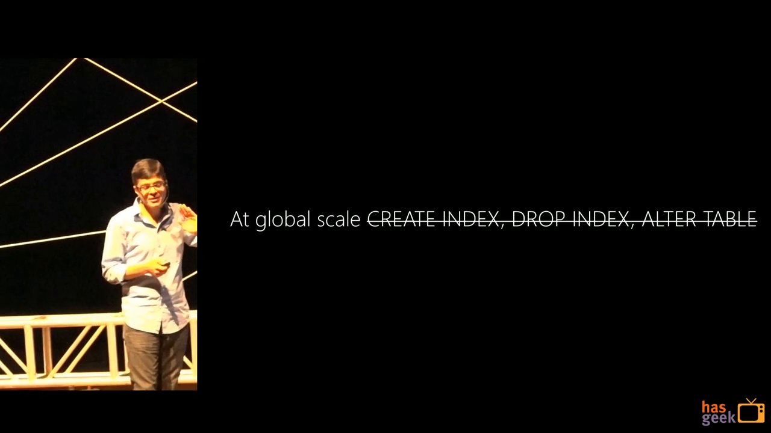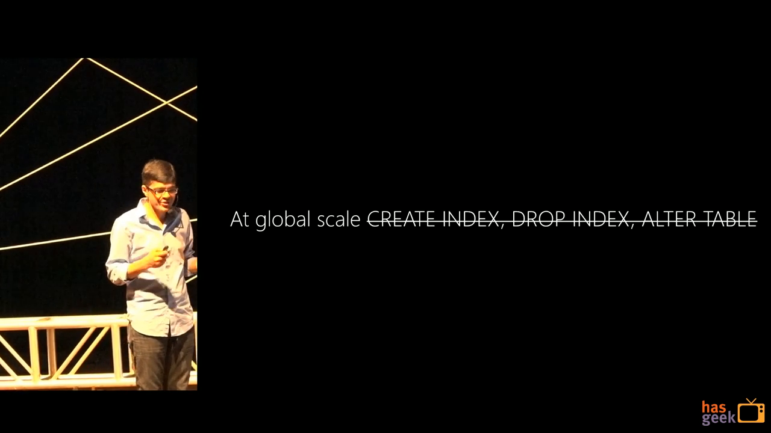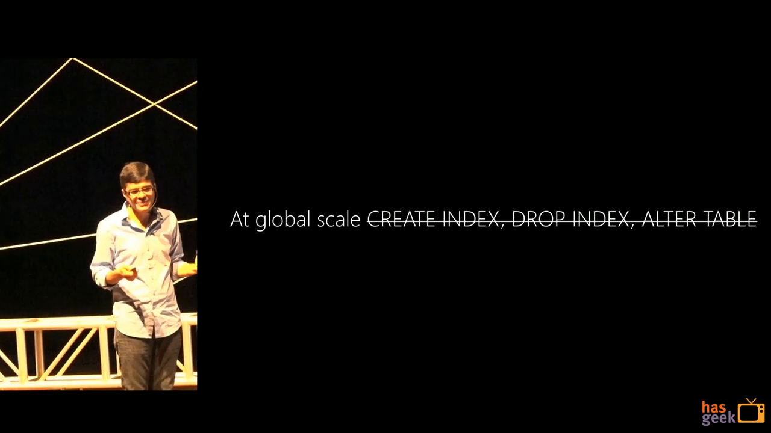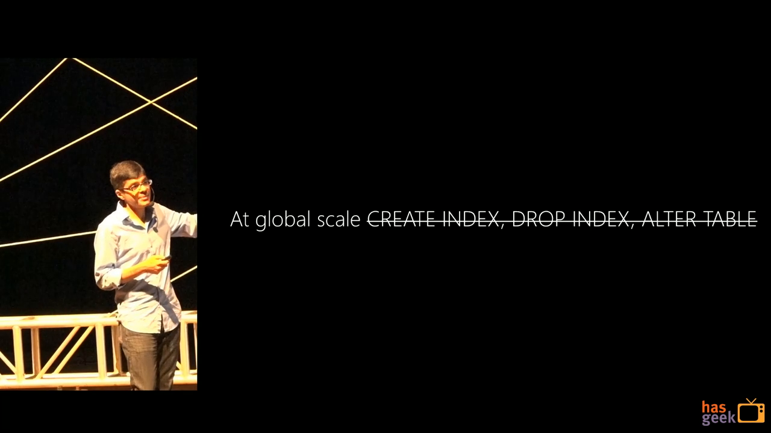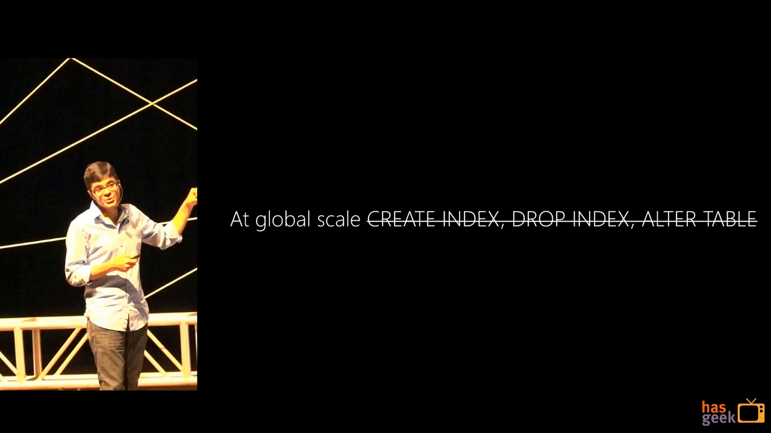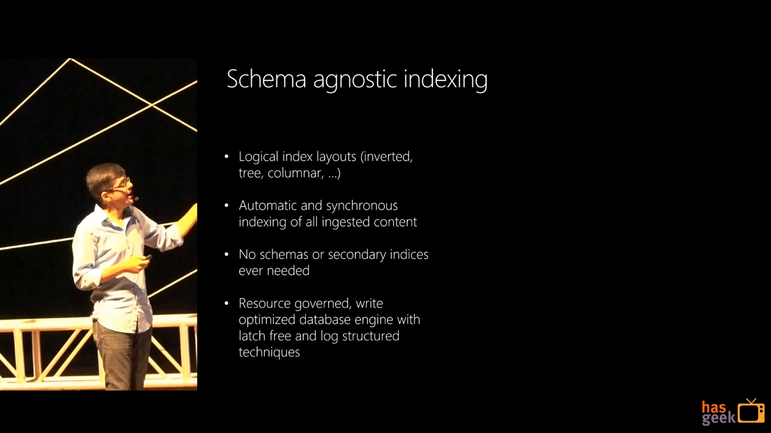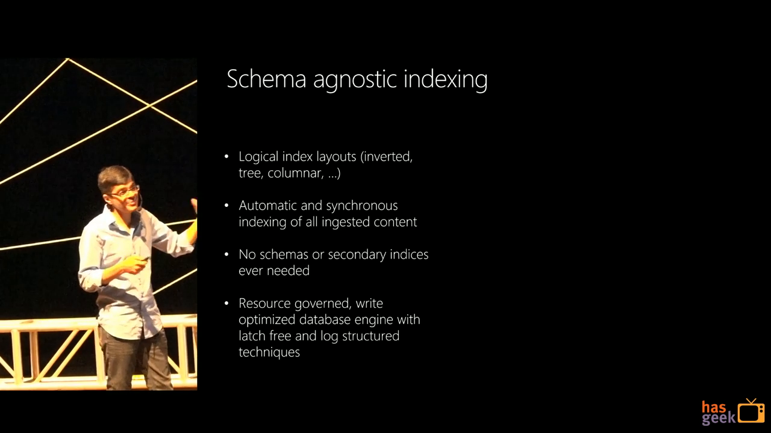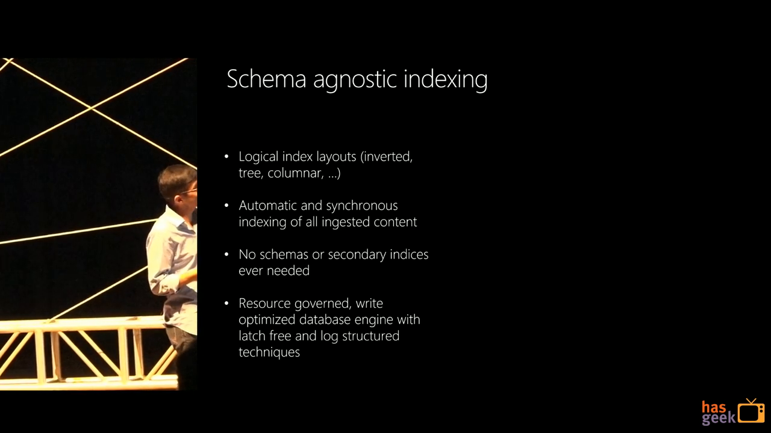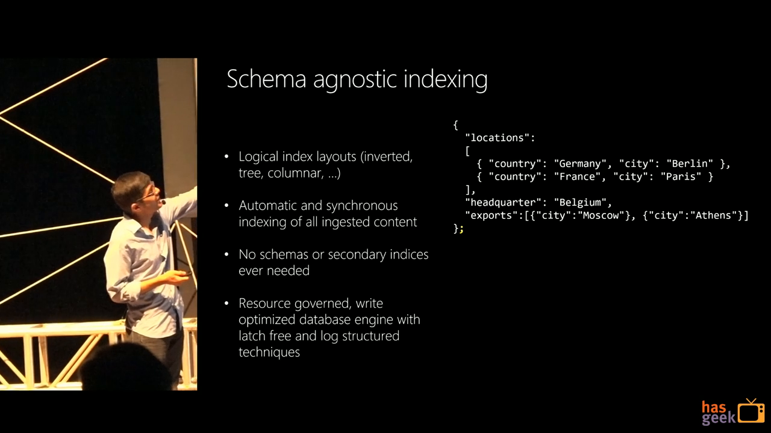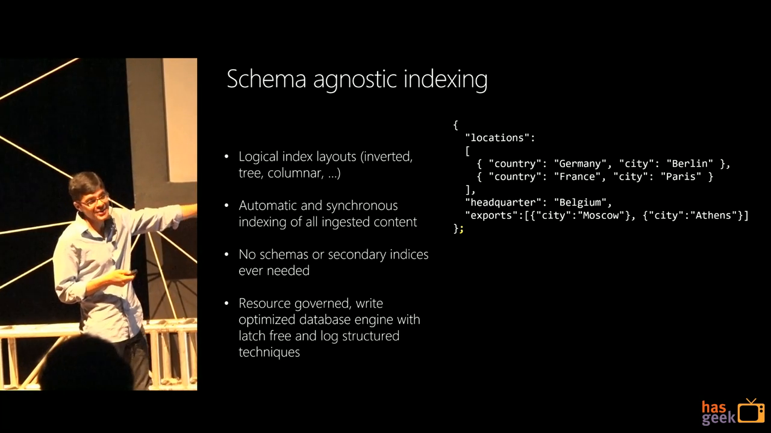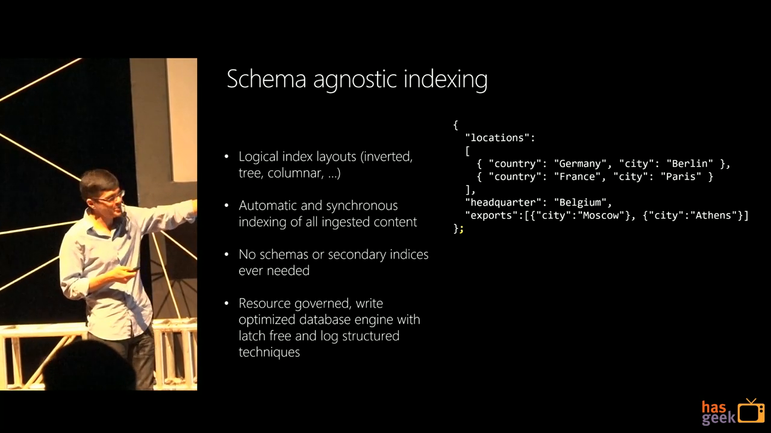We also learned that at scale, nobody wants to do alter table, create index, drop index, manage schemas, deal with secondary indexes. Most NoSQL databases still ask you to configure secondary indexes. And when you're globally distributed, it's a nightmare to maintain indexes, maintain schemas. So what we have done, and this is the VLDB paper that I have the link to at the end of the presentation, I would love for you guys to read it.